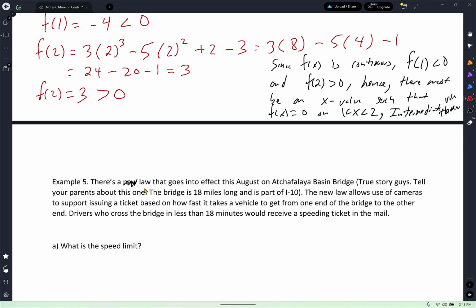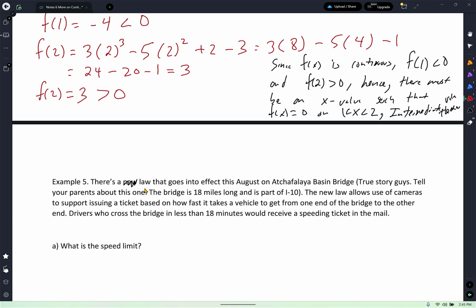The new law allows the use of cameras to support issuing a ticket based on how fast it takes a vehicle to get from one end of the bridge to the other end. Drivers who cross the bridge in less than 18 minutes would receive a speeding ticket in the mail. Guys, I think this is true, and this happens very often.